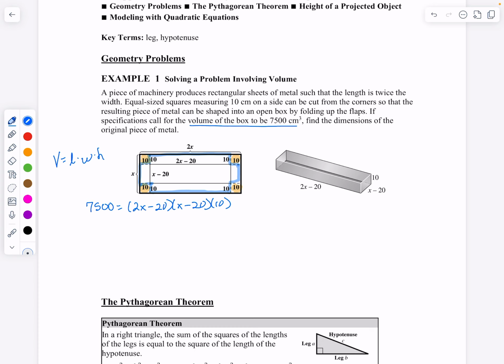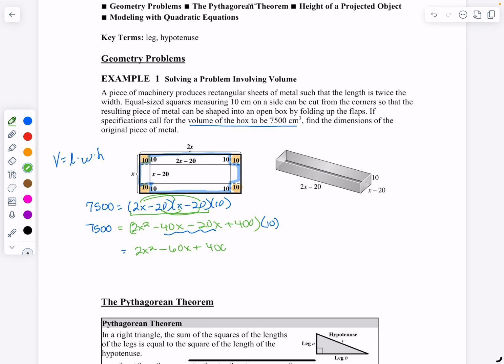Notice that's not going to give you any parentheses, so we need to get rid of our parentheses. I'm going to do this part first. That's going to give me 2x squared minus 40x minus 20x plus 400. I get that by distributing. And then I'll have times 10. I can combine my middle terms, so that'll be 2x squared minus 60x plus 400. And again, that's times 10.